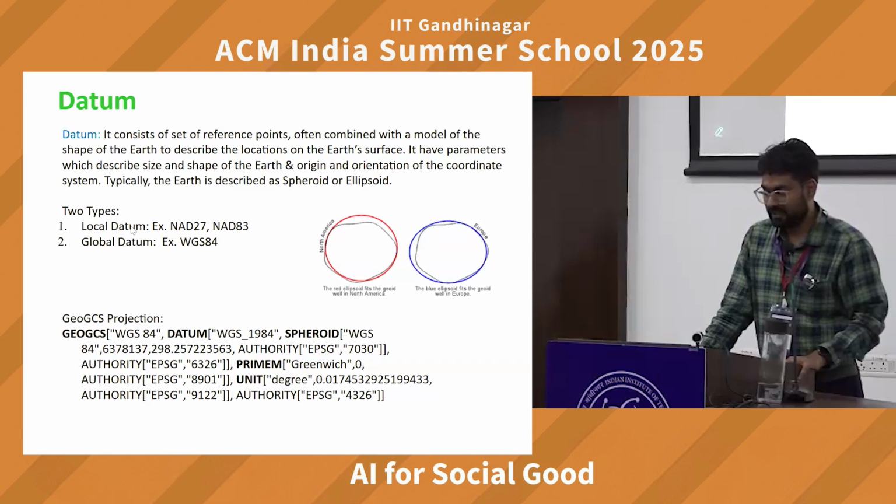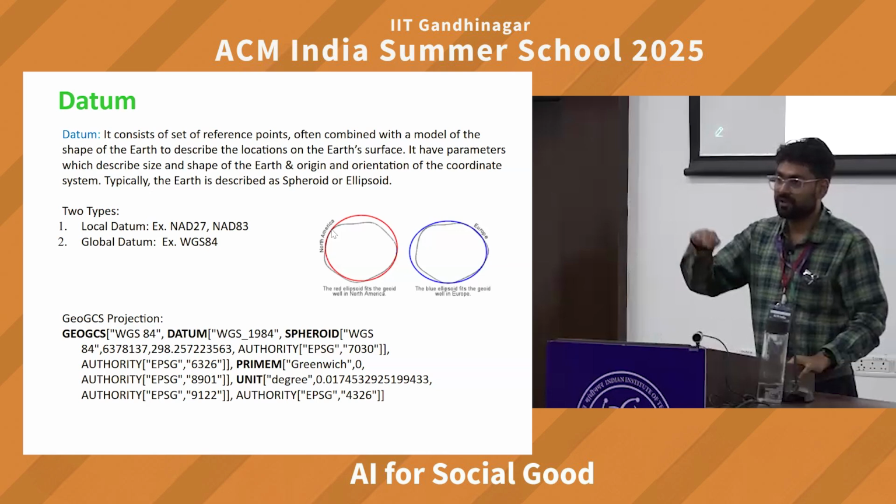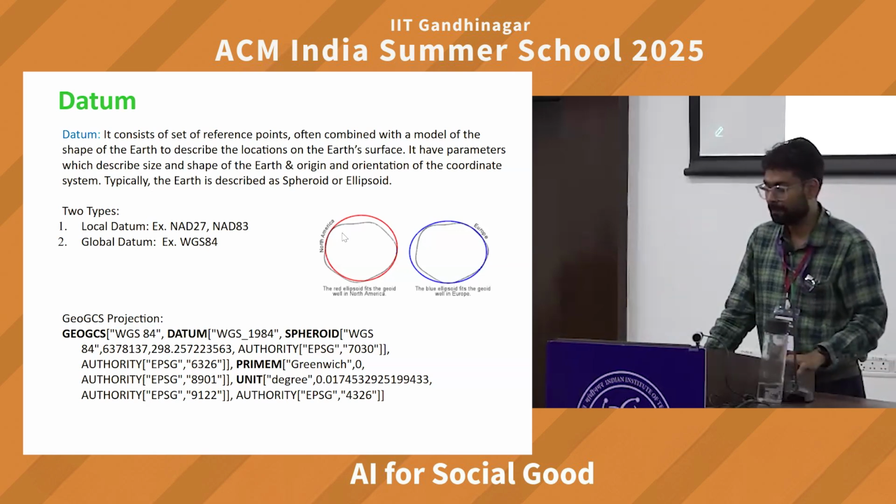There are two types of datum. One is local datum, which is typically used in areas where we get minimal error. For example, the North American Datum 27, which means it was defined in 1927. In North America, the modeled surface of the Earth passes very close to the actual Earth surface, which means there is minimum error. But if I use the same datum for the European countries, for mapping or projecting them, it is very hard. I will get a lot of error.